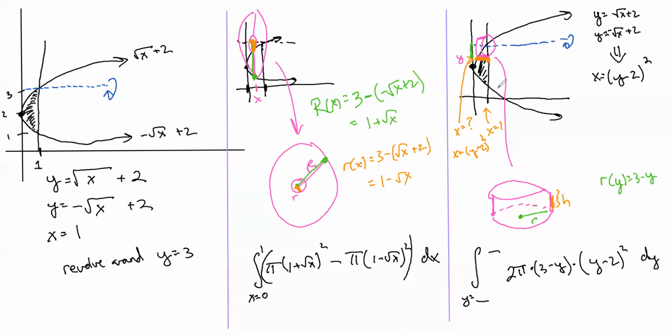Finally, for the bounds of integration, we want to go from our lowermost Y value, which will be this one here at Y equals 1, up to our highest Y value, which is here at Y equals 3. And we're good to go.